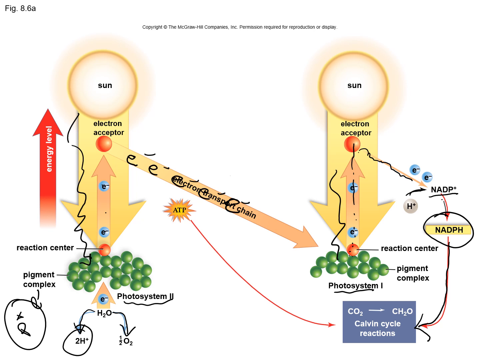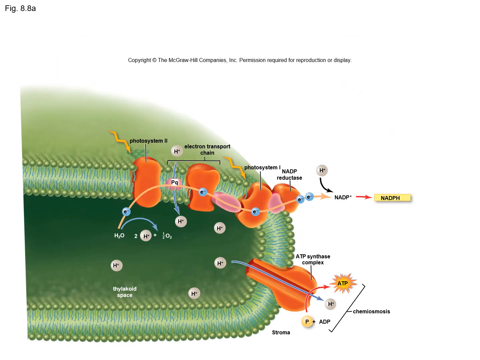When the electrons are moving down the electron transport chain, that provides the energy to build this ATP molecule, which then will also move to the Calvin cycle. So remember, the Calvin cycle is going to take these hydrogens and carbon dioxide, and it's going to build that glucose molecule.